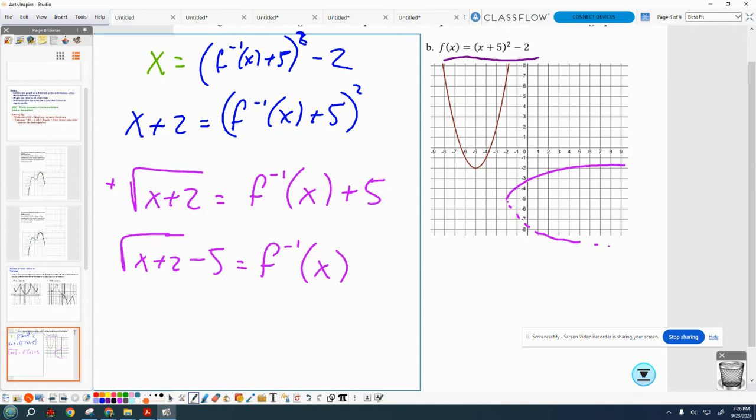And the range, now if I looked at this, what's the smallest y value that pops out? Well, the smallest number that comes out of square root is 0 when x is -2. So the range is going to be -5 to infinity. Some of you see it, some of you don't.